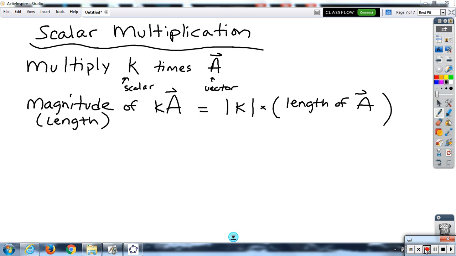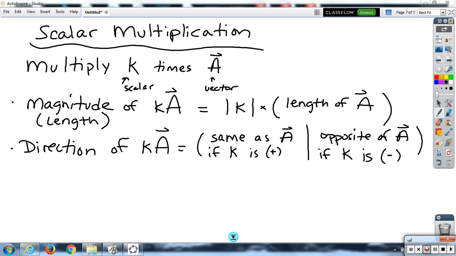So it is a new vector that we've created, so it also has a direction. The direction of ka would be the same as the direction of a if k is positive, and it would be opposite of a if k is negative.